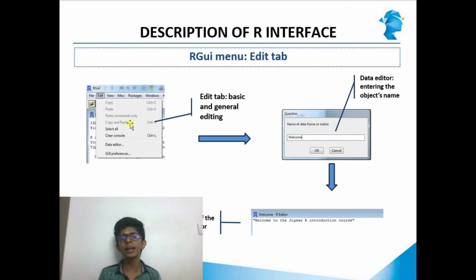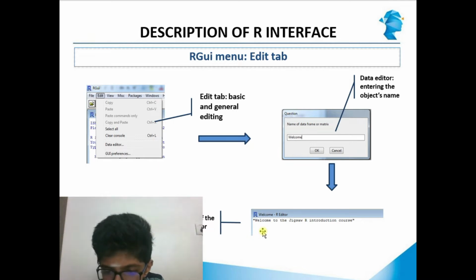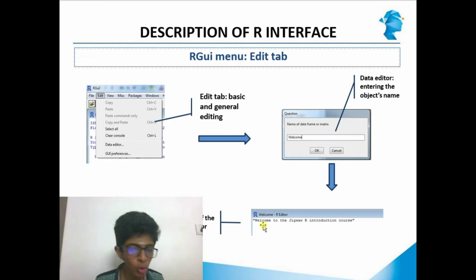And here in the Edit tab, there is copy, paste, cut, select all, clear console, etc. Actually, the quotation over here is the name of the data frame, it is the data editor entering the object's name, and the result of the editor will be like, welcome to the jigsaw interaction course.